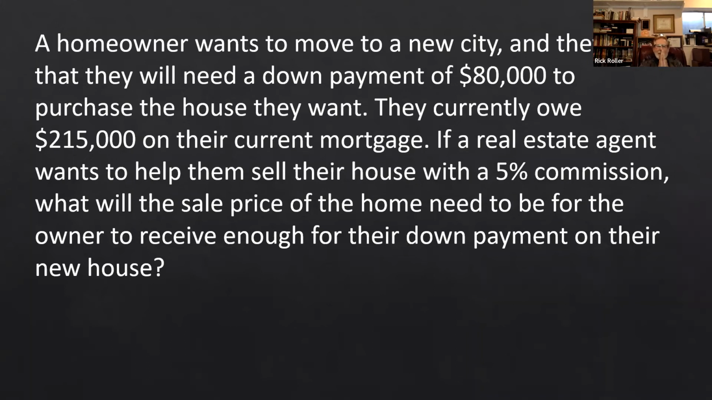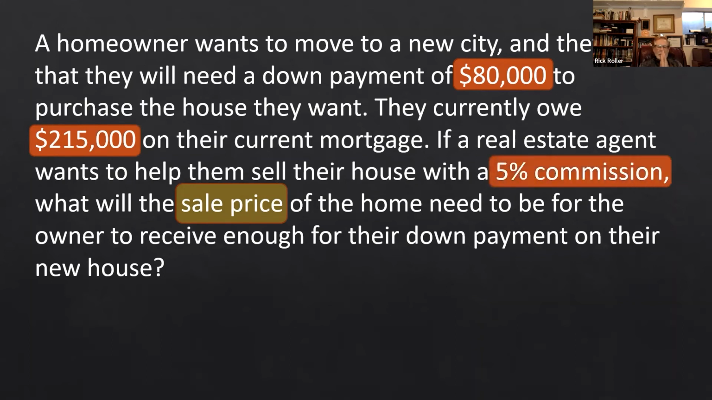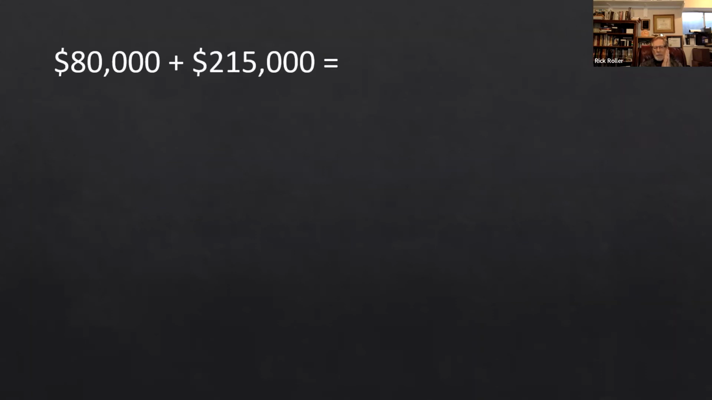So in a question like this, what are we trying to solve for? What is the sales price? What sales price will give this homeowner enough money to get $80,000 net so they can go buy their new place? Okay. Other things we need to know. We need to know that they currently owe $215, and we need to know that the agent wants a 5% commission. All right. So let's set our formula up and kind of work through this.